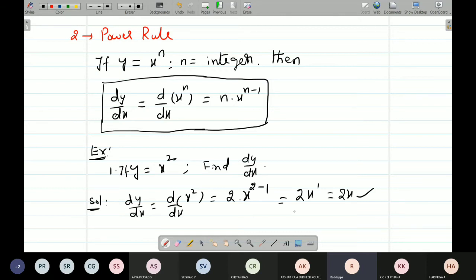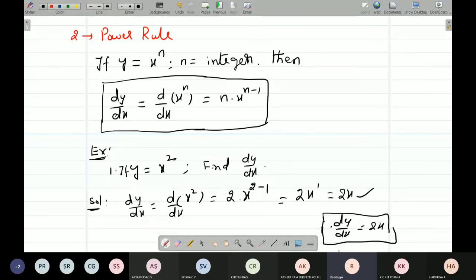Understood? So find dy by dx. Therefore dy by dx is equal to 2x. Okay. Yes, sir. Right. So likewise, you have to do the differentiation of polynomial functions.